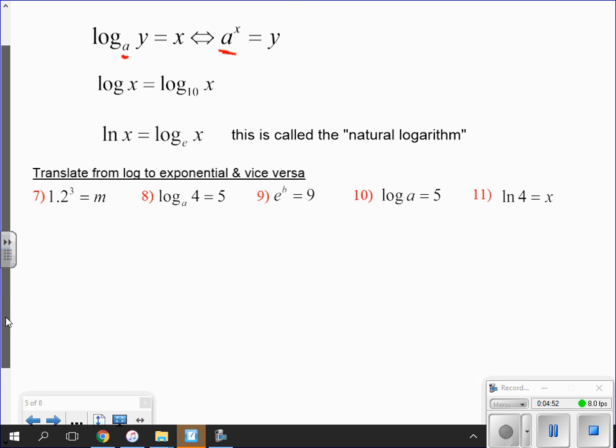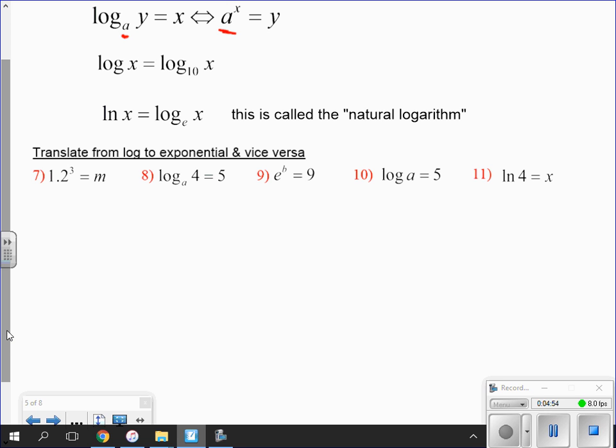Now, this first one is really just switching them back and forth, going back and forth between exponential equations and logarithmic equations, and that's it. It is an extremely handy tool to be able to do this. It lets you solve problems very easily this way.